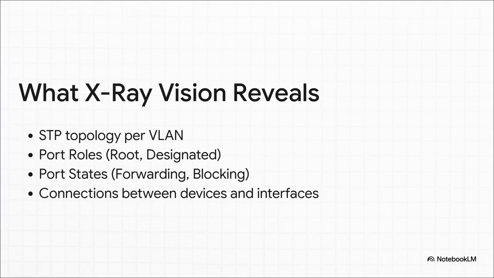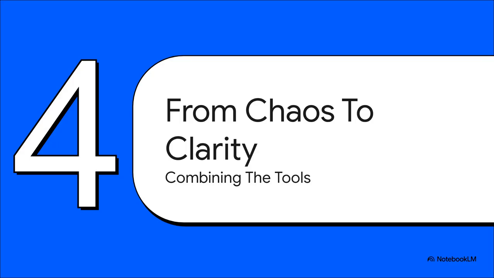And what this X-ray vision shows you is, honestly, pretty profound. It's not just about seeing that things are connected. It's about understanding how, and more importantly, why they're connected that way. You can actually see the spanning tree layout for each individual VLAN. You can see which ports are actively forwarding traffic and which ones are intentionally being blocked. You can literally point to the exact links the STP has shut down to keep your network safe from those awful loops.